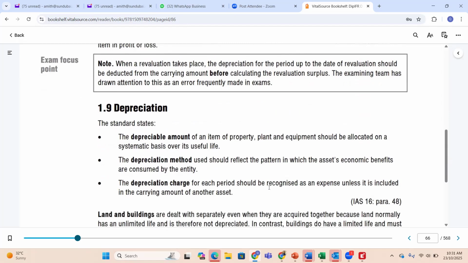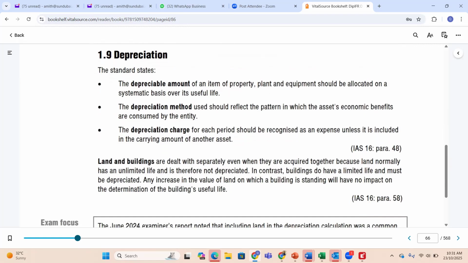Depreciation is recognized as an expense until it's included in the carrying amount of another asset. Let's say this expense is directly attributable to building another asset. I bought a spanner or some machine for constructing a building. Then this depreciation can be added to the cost of the other asset, right? Directly attributable.